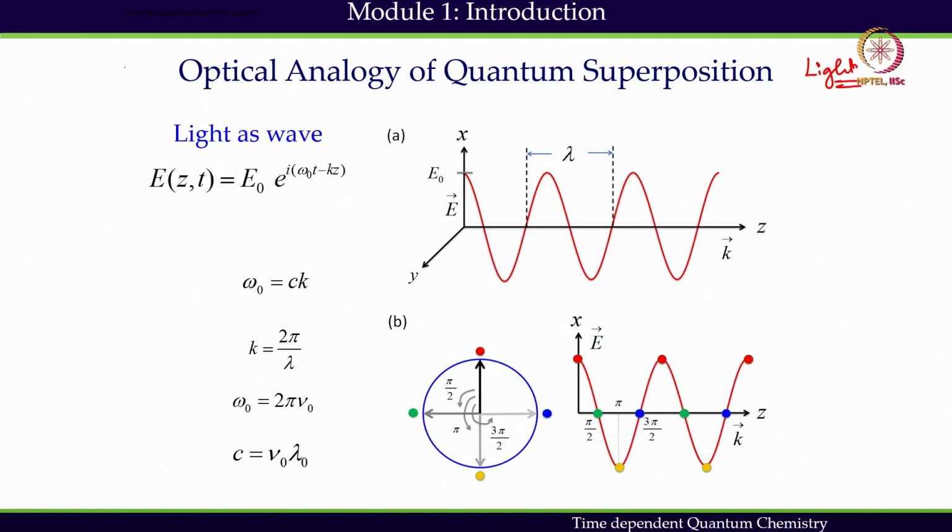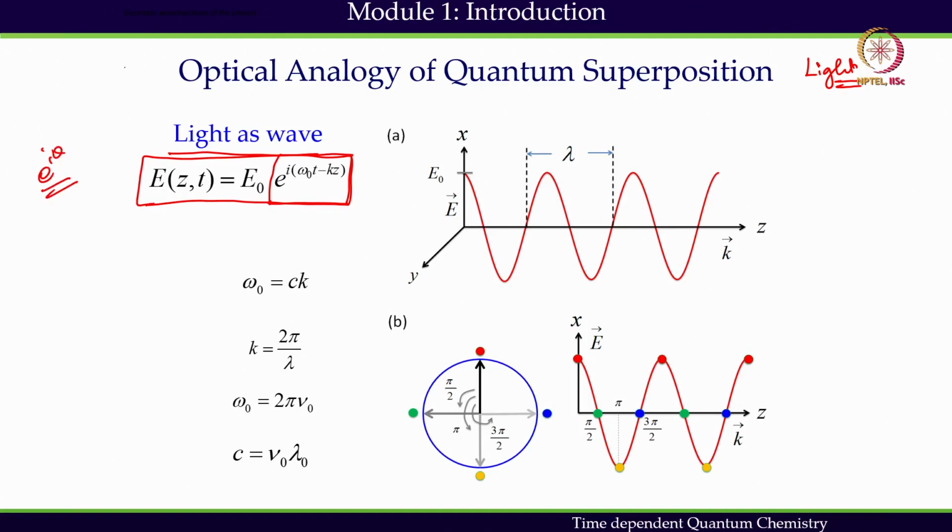The kind of character we are considering here is the wave character of light. So light as a wave we have to see, and the moment we see light as a wave, we express its electric field in the following form. Here also, just like the wave function, there is a phase factor, temporal and spatial, which is nothing but an e to the power i theta kind of expression, a phase factor.